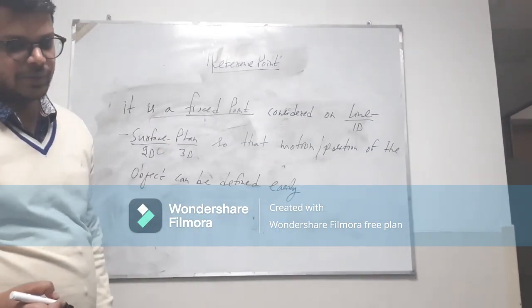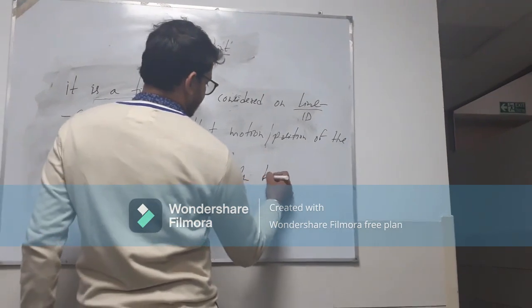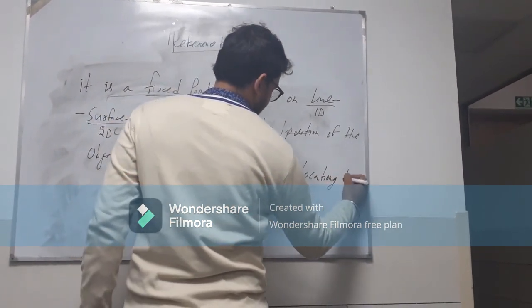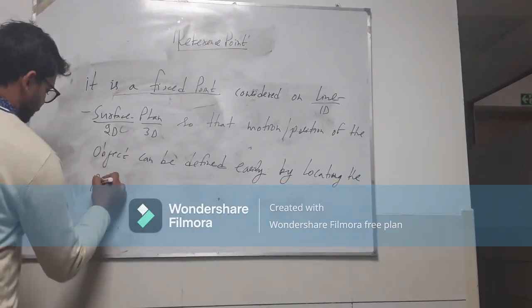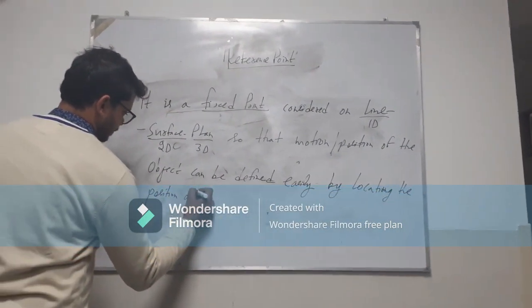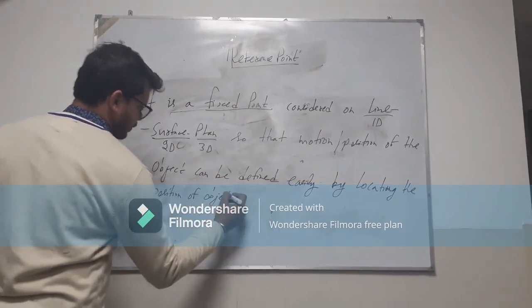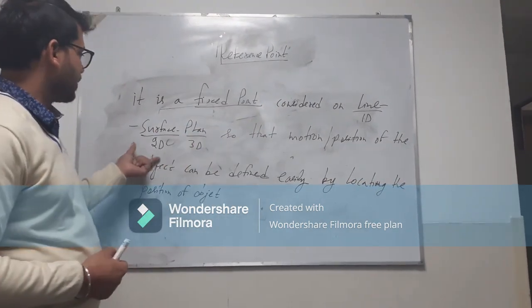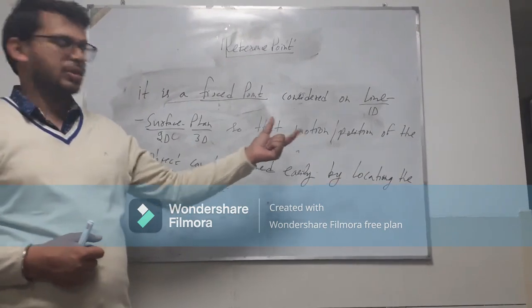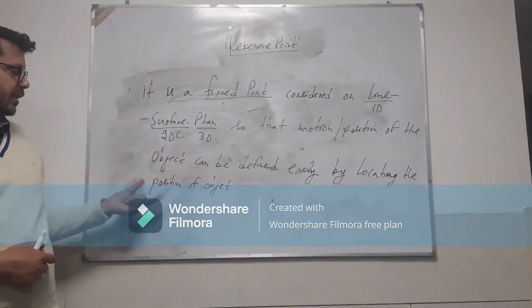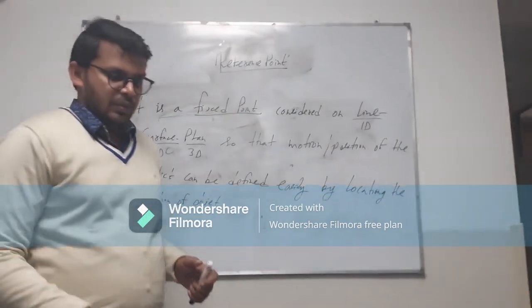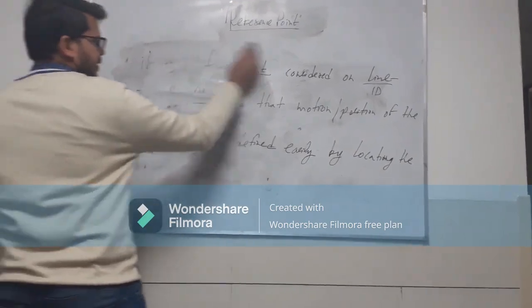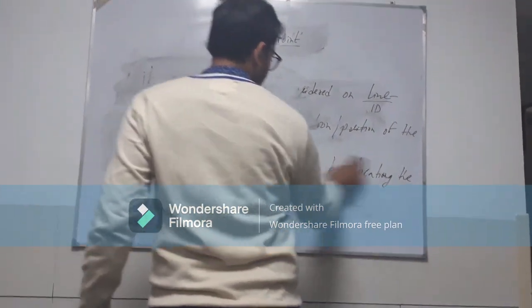Okay. It can be defined easily by locating the position of the object. It is a fixed point, I explain, considered on a line, surface, plane, 1D, 2D, 3D, so that the position of the object can be defined easily by locating the position of the object. So now, on the basis of the reference point, we will explain further things, the rest and motion.